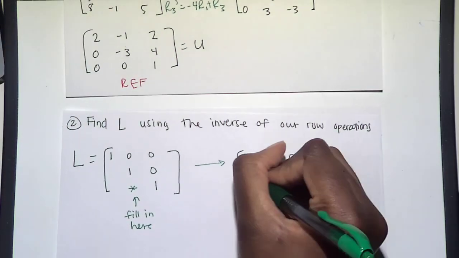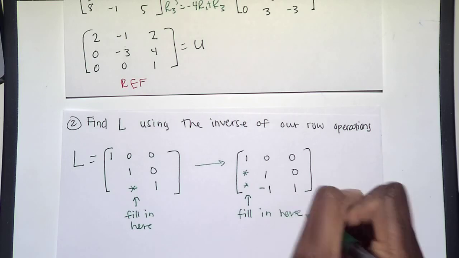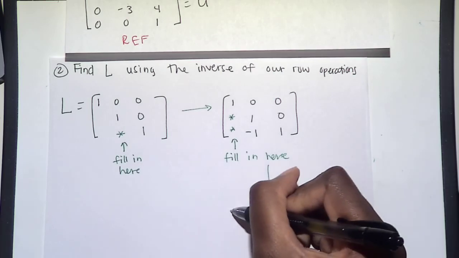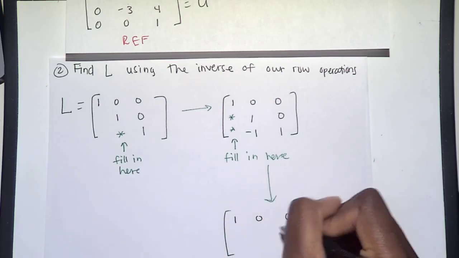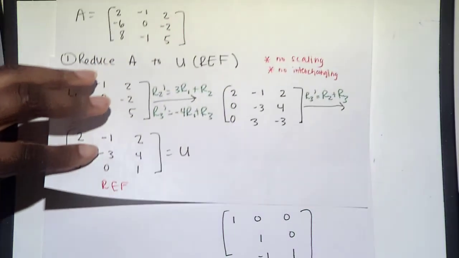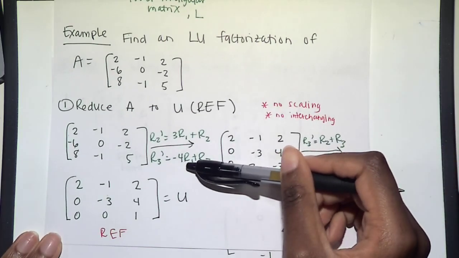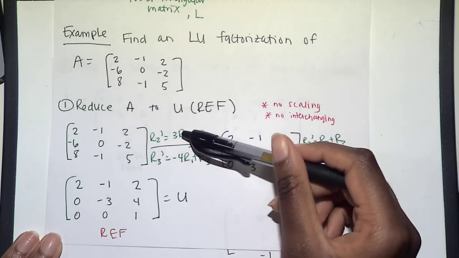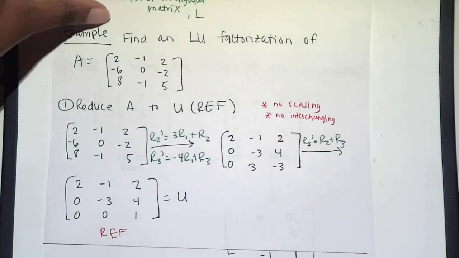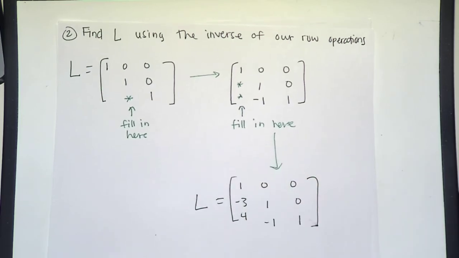All right, the next thing I want to do is get these two. So I want to fill in here. All right, so how did I get these two things? Well, here I had to multiply by a -4. And here I had to multiply by a +3. The inverse of that is multiplying by a 4 and a -3. This is our L.